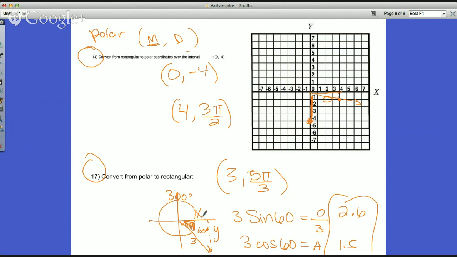So the X would be positive because it goes to the right. That made my day. X is positive, so because that's the adjacent side, we'd have 1.5. And then the Y would be negative because we're going down. So we're going to make that negative 2.6. So we could leave it as 1.5, comma, negative 2.6. And I leave it as that.